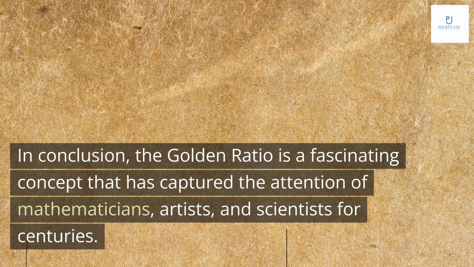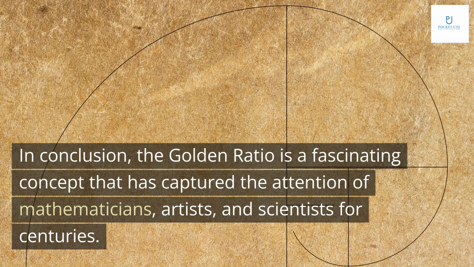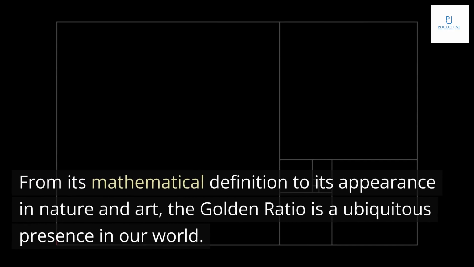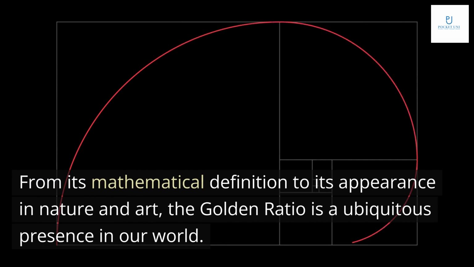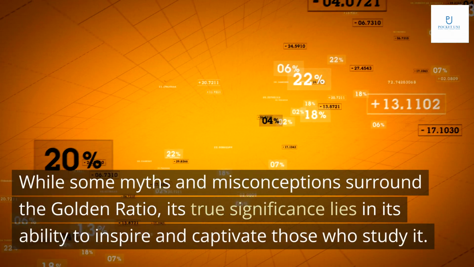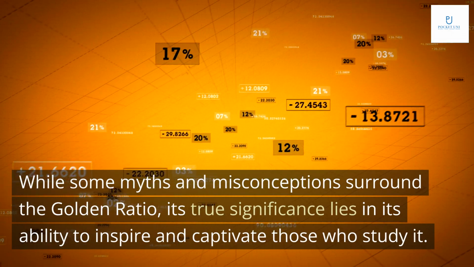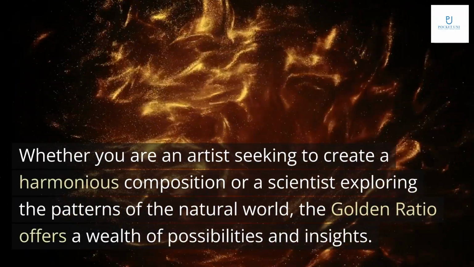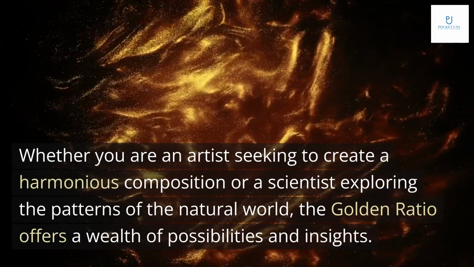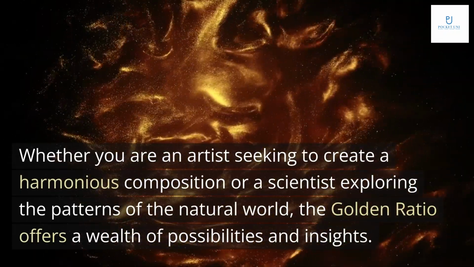In conclusion, the golden ratio is a fascinating concept that has captured the attention of mathematicians, artists, and scientists for centuries. From its mathematical definition to its appearance in nature and art, the golden ratio is a ubiquitous presence in our world. While some myths and misconceptions surround the golden ratio, its true significance lies in its ability to inspire and captivate those who study it. Whether you are an artist seeking to create a harmonious composition or a scientist exploring the patterns of the natural world, the golden ratio offers a wealth of possibilities and insights.